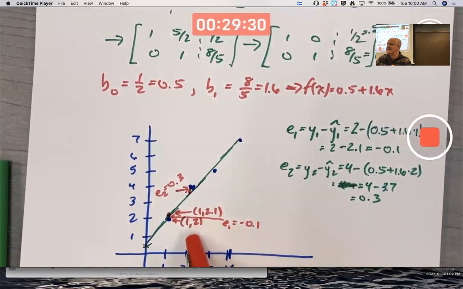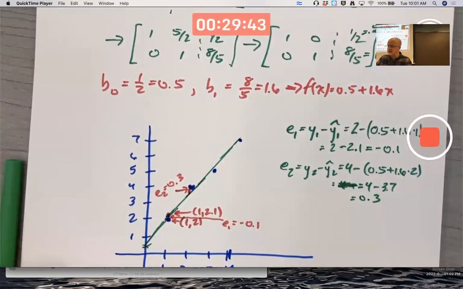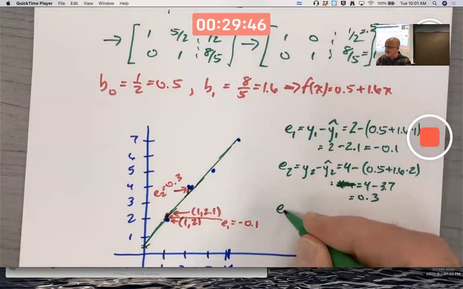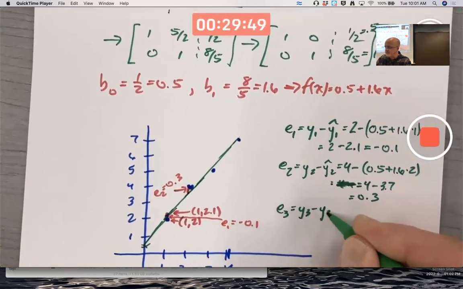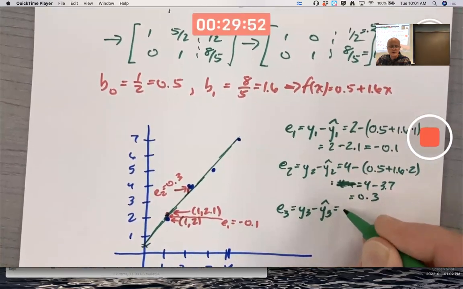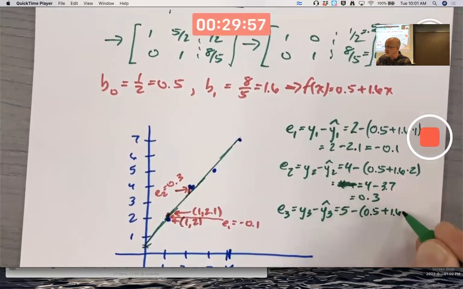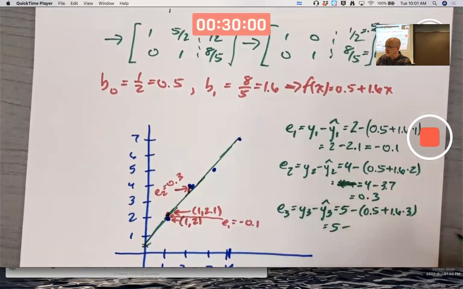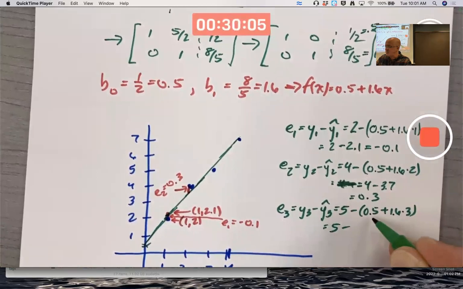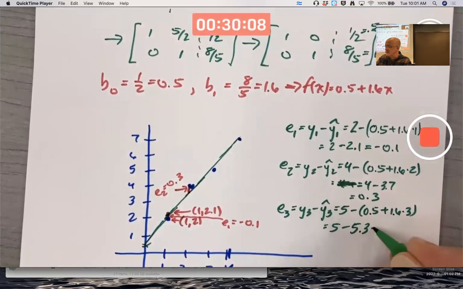The signed distance is negative 0.1. It has a negative sign emphasizing it's below the regression line, but the vertical distance itself as a positive quantity is the absolute value, that positive 0.1. Looks like perhaps E3 is negative. Let's confirm it. So the third coordinate of the third point is 5, and if I plug 3 into the regression line equation, 1.6 times 3 is 4.8. Plus 0.5, yes, I'm going to get a negative residual, negative 0.3.